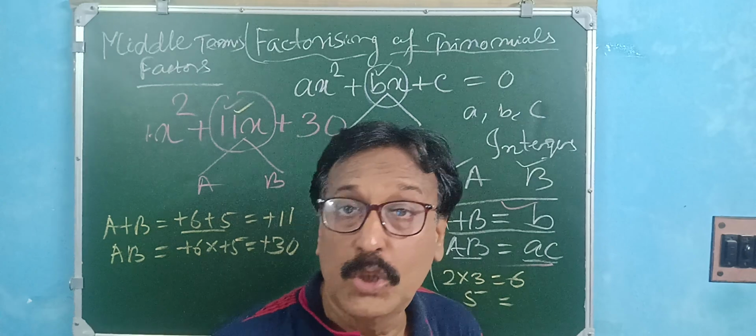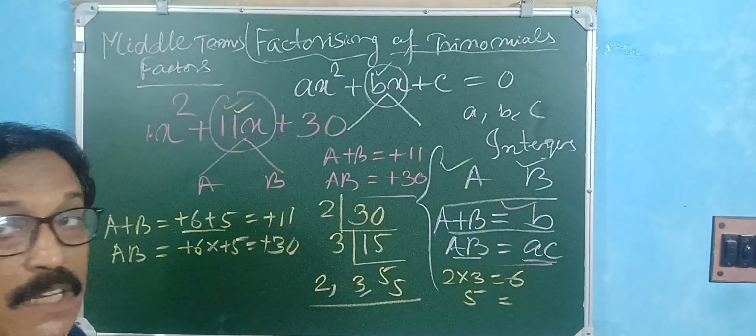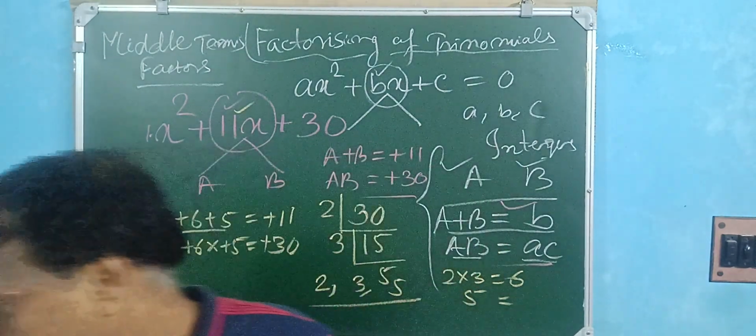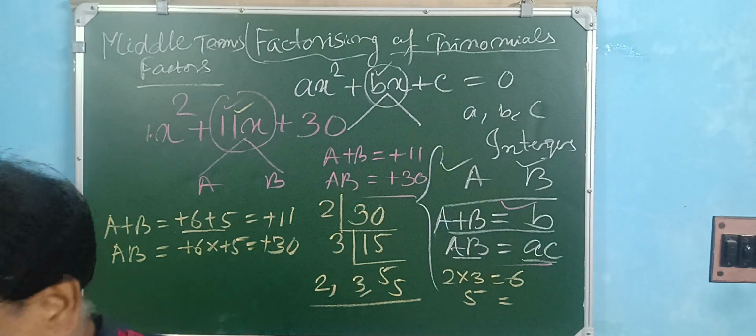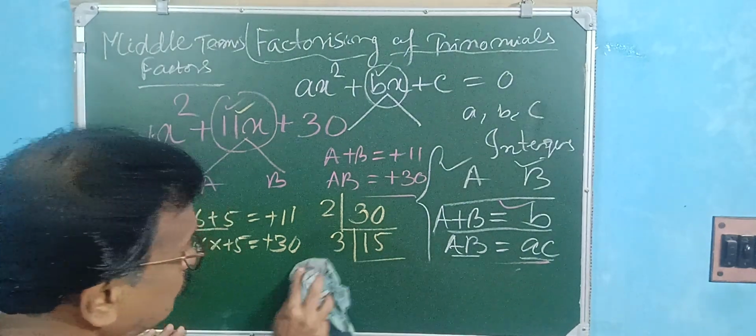So, this is a very important thing. If you make a mistake here, the total sum will be wrong. This is very important in the case of the middle term factor. It's a very interesting process. Let me rub this out here.